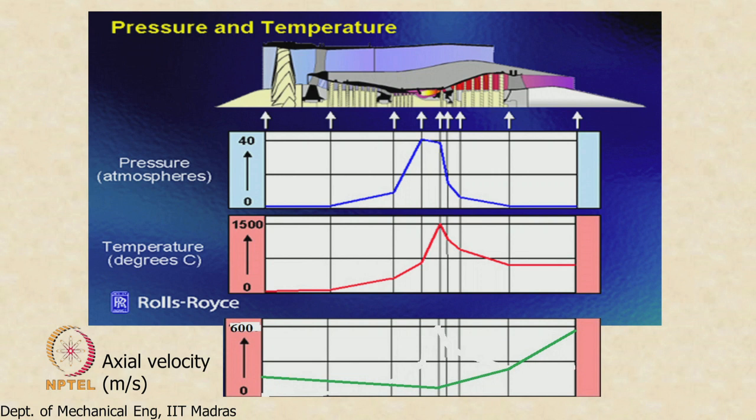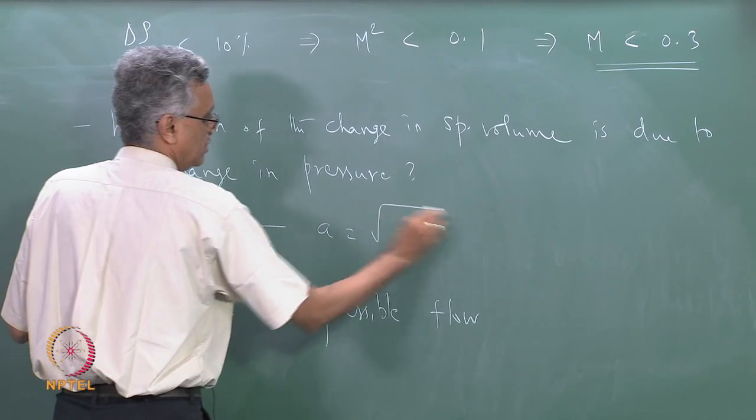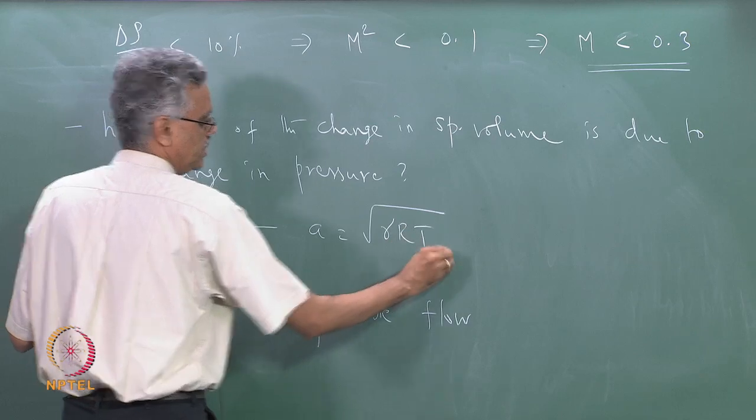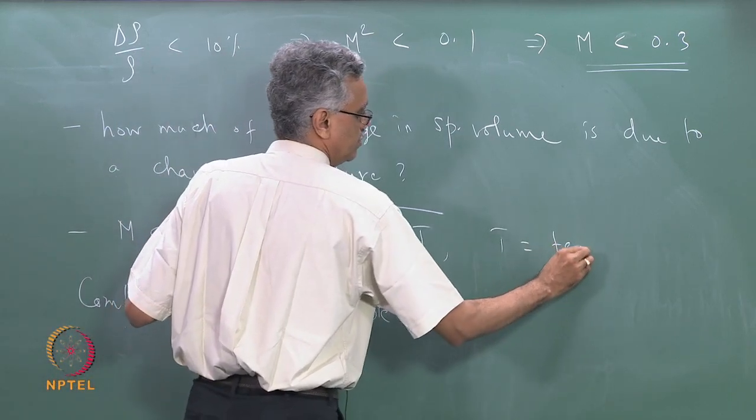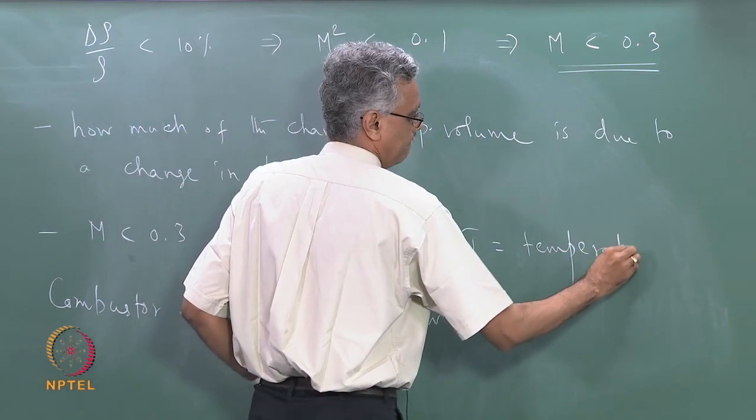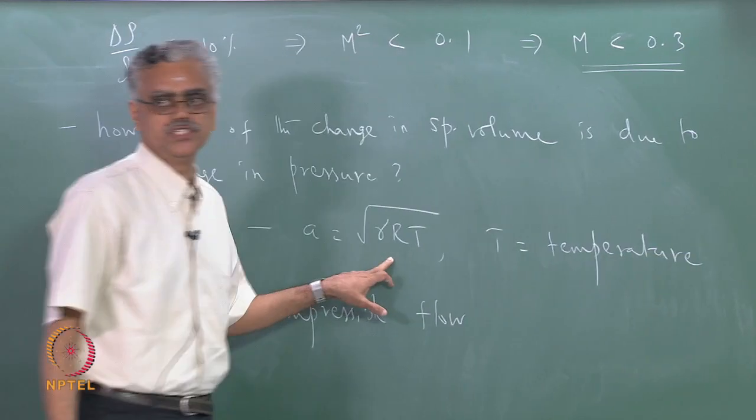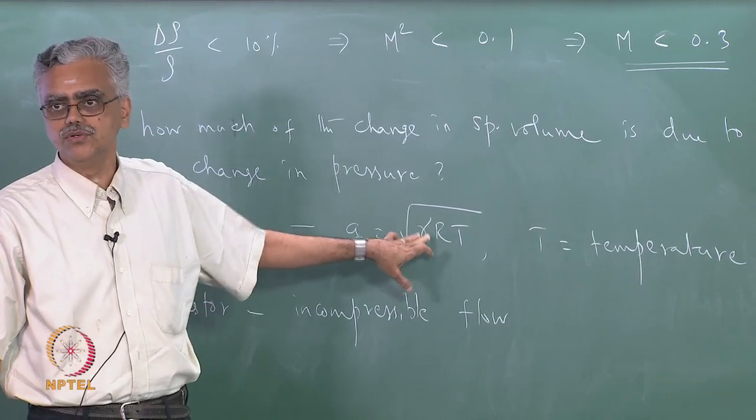Now the speed of sound, if you remember, for an ideal gas varies as the square root of gamma RT, right. So when you apply this rule, A is nothing but the square root of gamma R times T, where T is the temperature. We will derive this relationship later on, but for now it is sufficient if you know this.